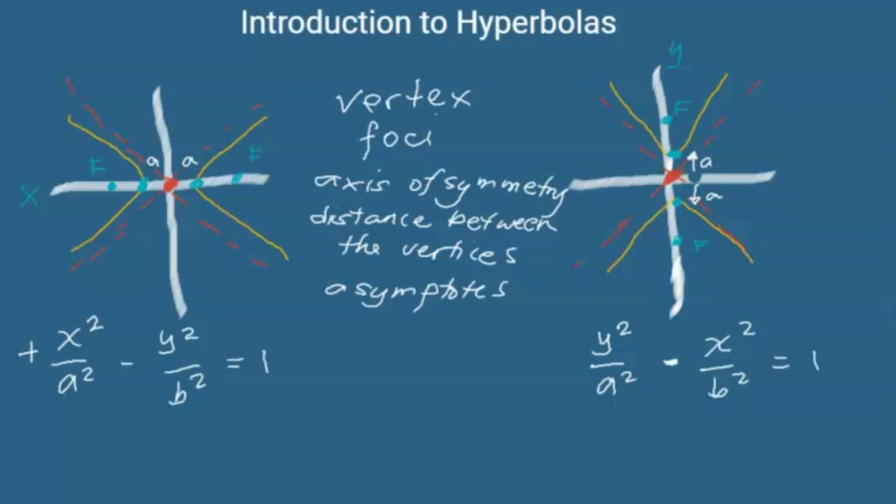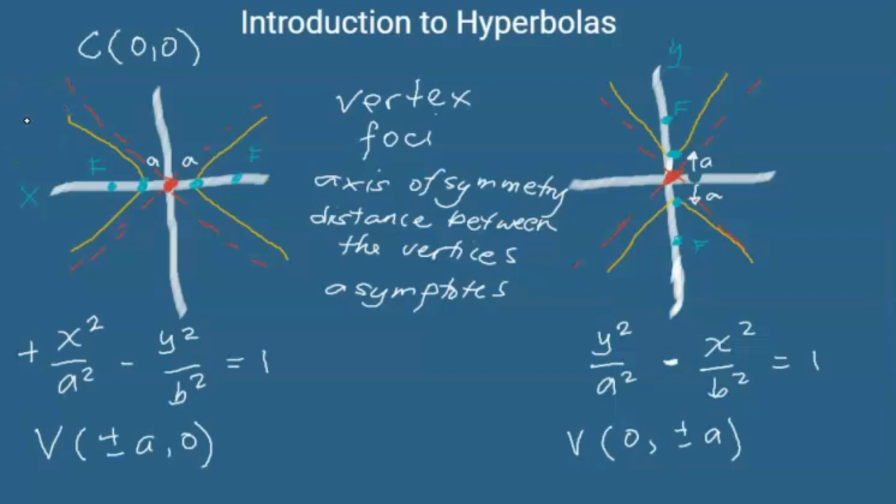So let's go to this horizontal hyperbola. The coordinates of the vertices will be plus or minus a, 0. This is where the center is at the origin. Okay? For the vertical hyperbola, the coordinates of the vertices would be 0, plus or minus a.